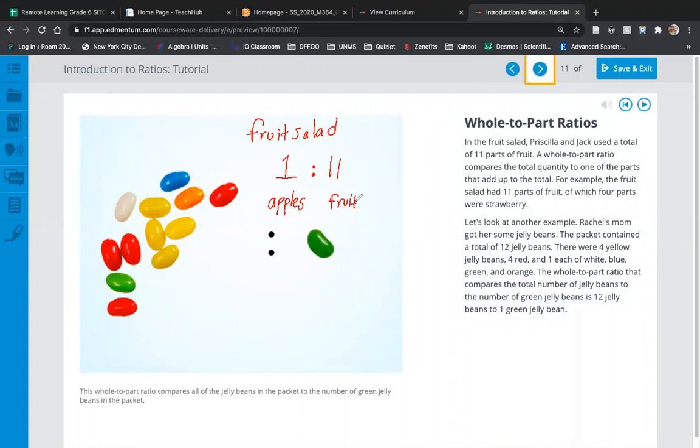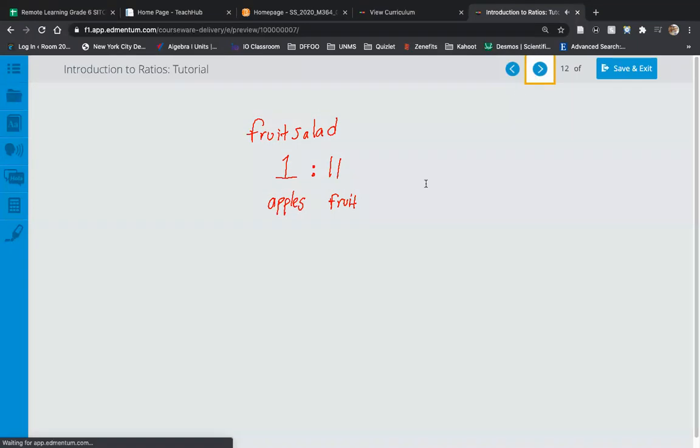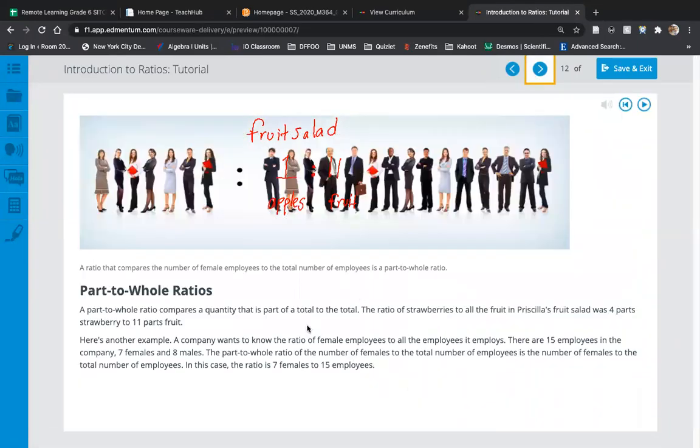This would be an example of a whole to part or part to whole ratio, right? When you're comparing one of the parts to the total number of things that you have together at the end. And then there's part to whole, which is basically the same thing, but you just have it reversed, right? Part to whole and whole to part are really just the same thing. It's just the order that they ask you for it.